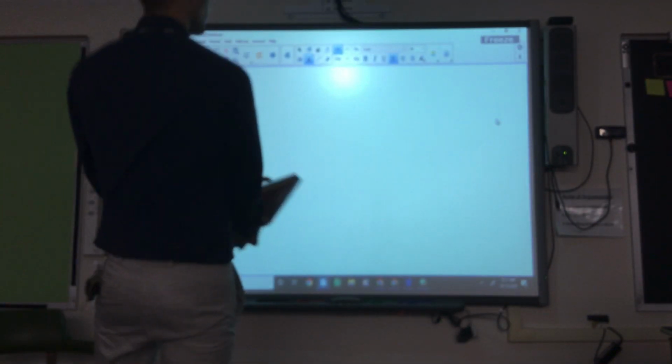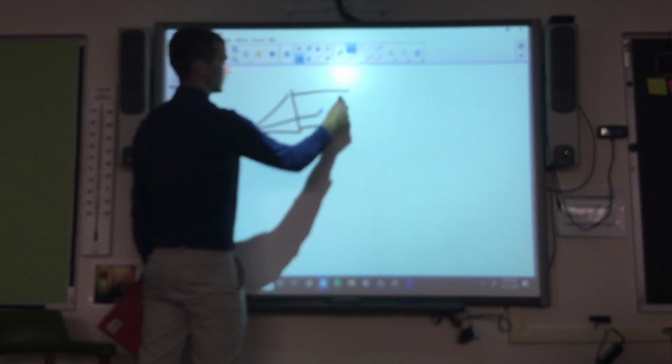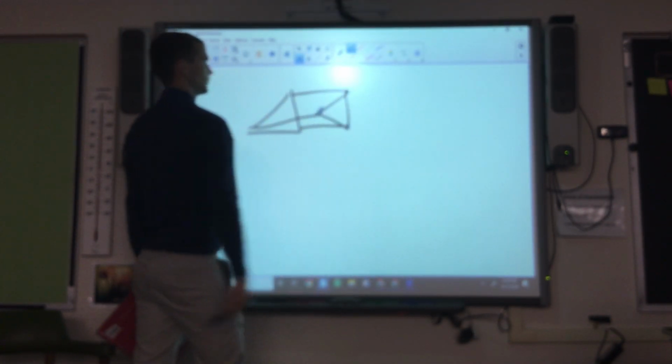Right, so we're on page 184. Find the surface area of a triangular prism. So the triangular prism looks something like this, and then you've got the extensions back there. And it's kind of like that.